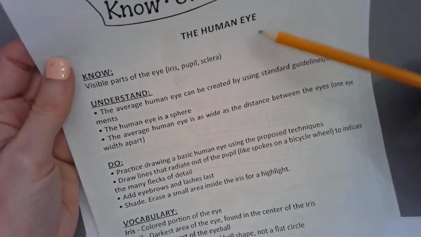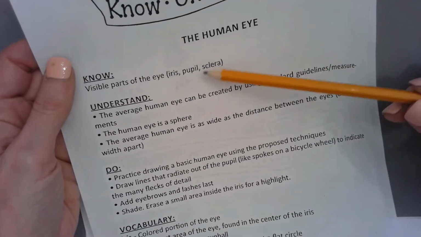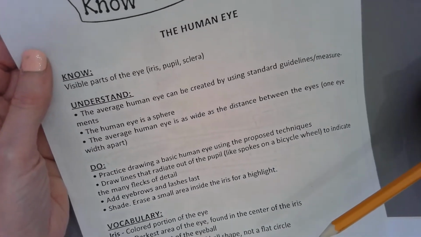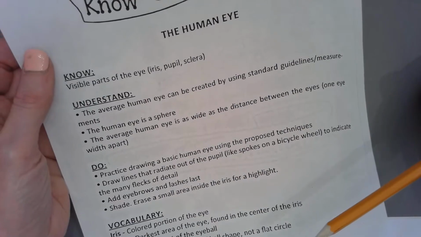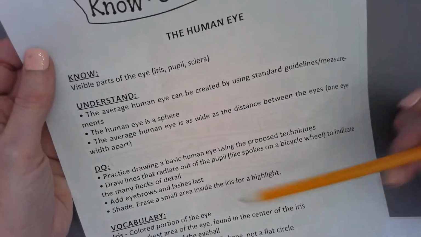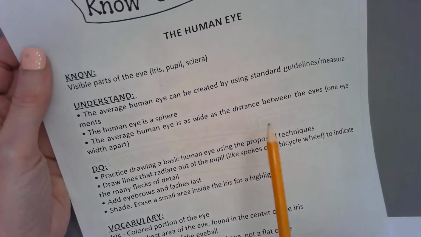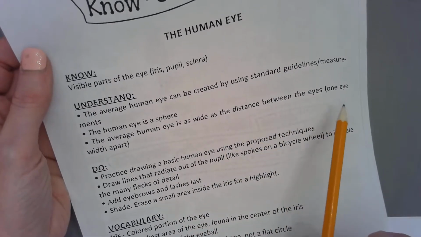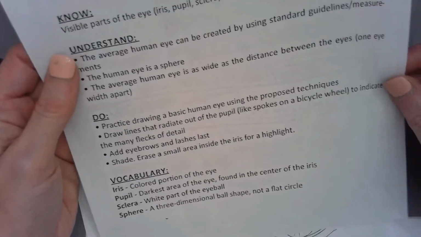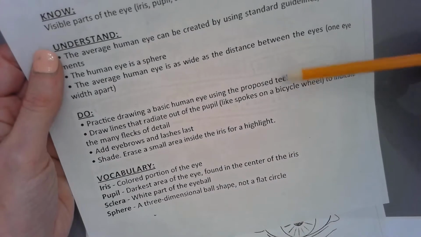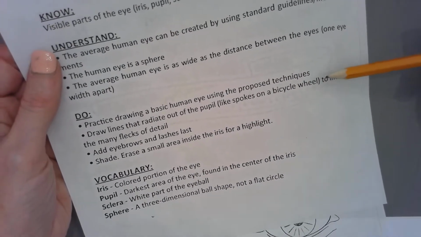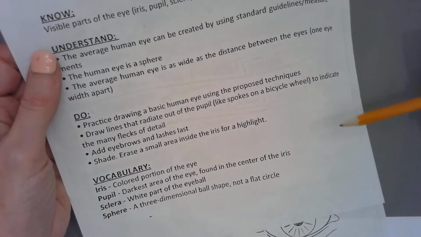So we're going to talk about the visible parts of the eye. We've got the iris, the pupil, the sclera. The average human eye can be created by using standard guidelines and measurements. The human eye is a sphere. We drew a sphere. The average human eye is as wide as the distance between the eyes, one eye width apart. So that's something to think about when you are drawing the human face. You're going to practice drawing a basic human eye using some proposed techniques, meaning they're proposed, you don't have to. If you have your own way of doing it, that's fine.